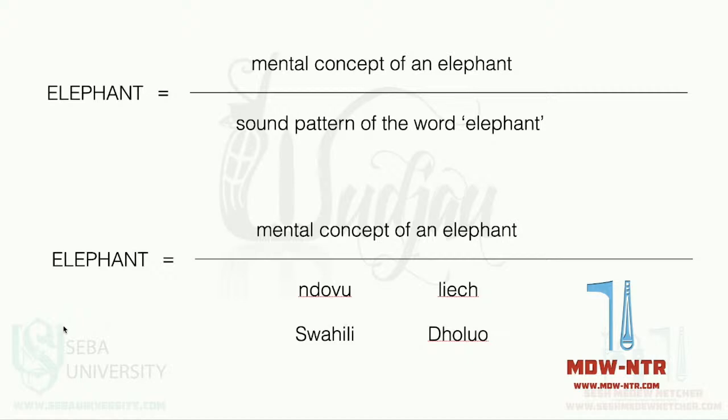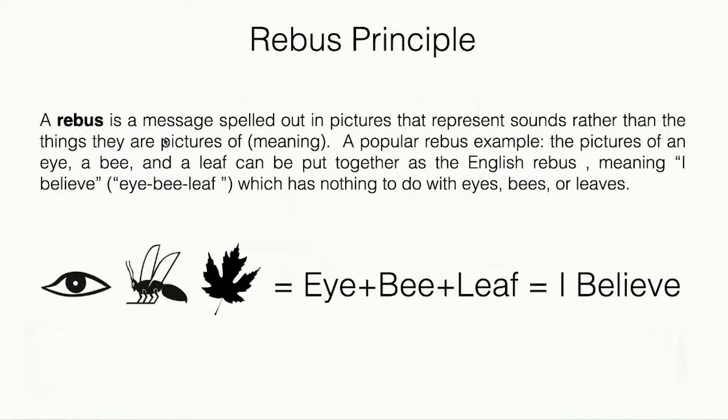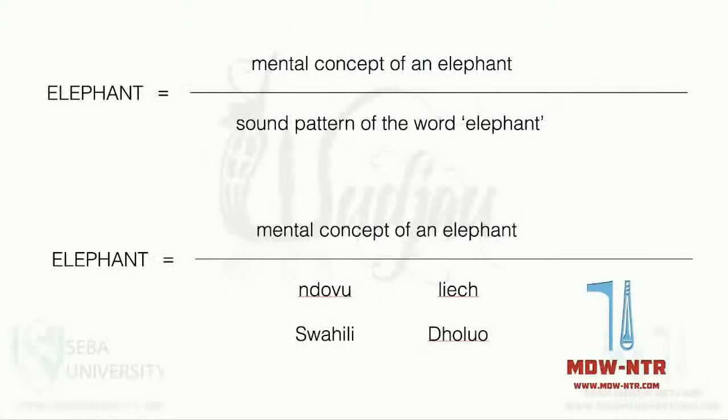Now, having said that, going back to the rebus principle. Let's just read the definition real quick again, because I'm going to show you all how this works. A rebus is a message spelled out in pictures that represent sounds rather than the things that they're pictures of. Okay? So now we're back onto the glyphs. So we're going to look at this glyph right here.